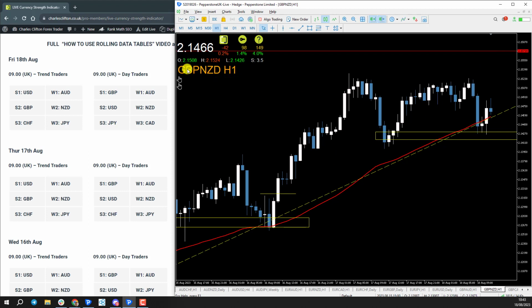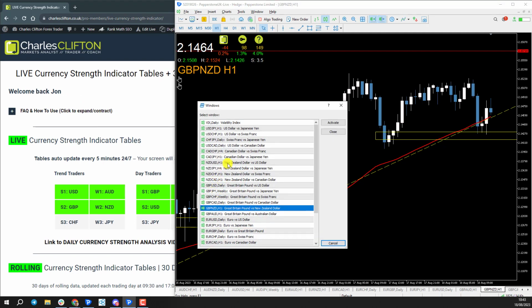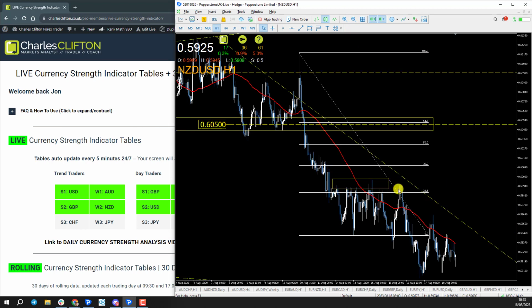I'd much prefer, now that we've banked the position here, to go look at the New Zealand dollar against the US dollar. If we go take a look at that market now, we can see that price has been trending to the downside for a considerable amount of time.